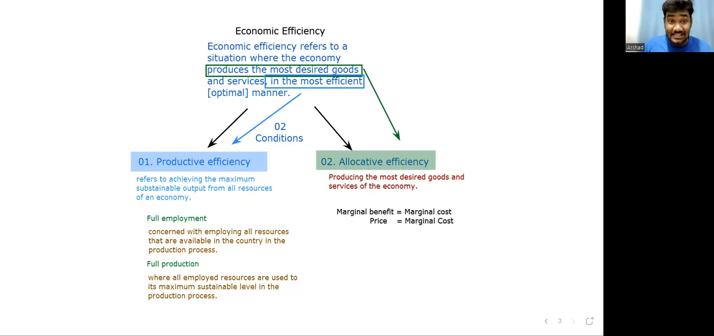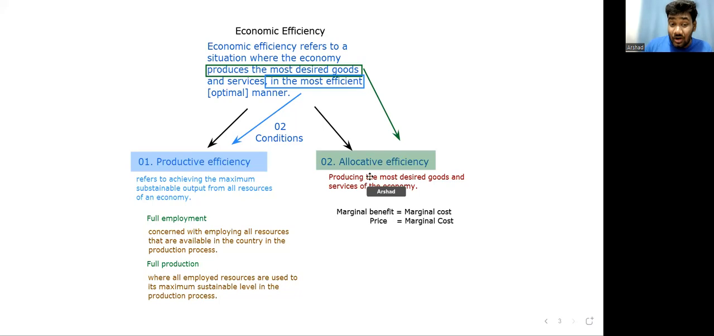Allocative efficiency again, guys. In very simple terms, allocative efficiency means producing the most desired goods that the society wants. Now, if the society wants clothes, and you're producing, let's say, chocolate biscuits, is there allocative efficiency? No, right? You're producing something society doesn't want. Make sense? So allocative efficiency means producing the most desired goods and services, the right quantity, the right good.